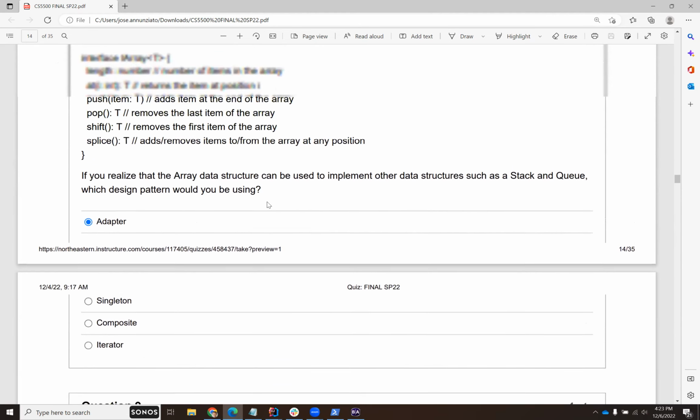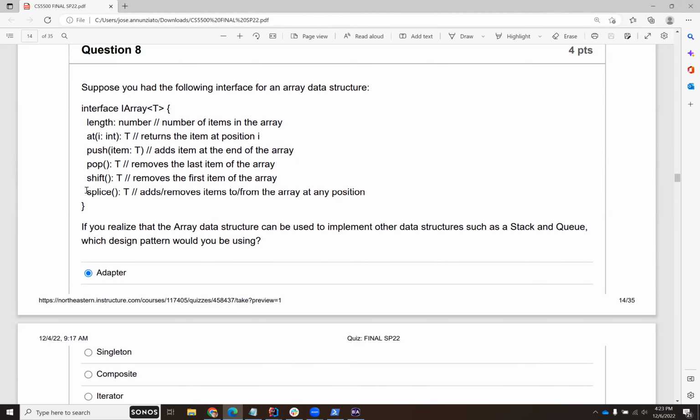Here's another one. I give you an interface, and I can use this interface to implement a whole bunch of other stuff. Given this, I could implement a queue, a stack, a circular array, a list. I can implement a whole bunch of other stuff using this one interface. So what are you typically doing? That's called using the adapter design pattern. You're adapting one data representation into another data representation.